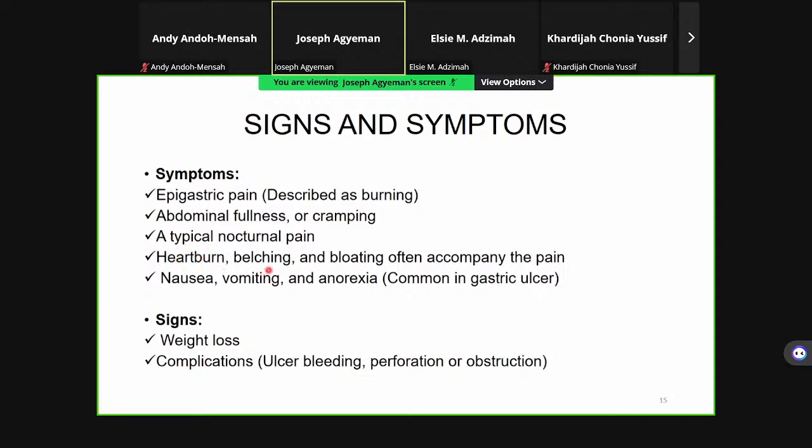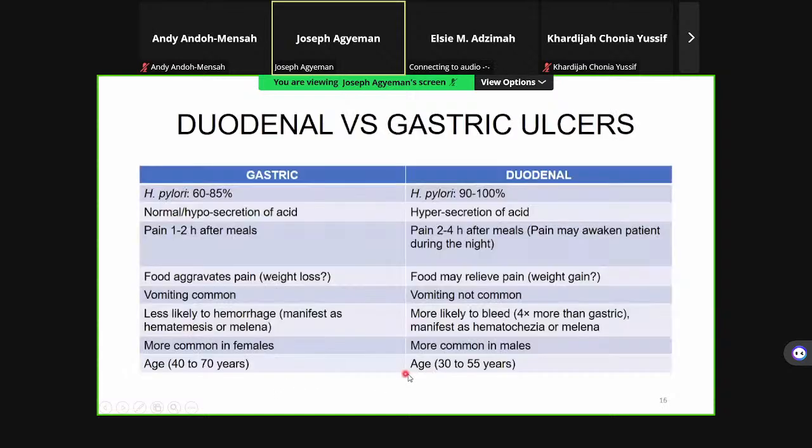You belch a lot. Every now and then you are belching because you are bloated. And this may come with pain. Nausea, vomiting, and anorexia may be there. You feel nausea, you are not feeling fine, you won't get appetite to eat. Then, of course, you lose weight, and the complications that we mentioned may also set in. The bleeding, the perforation, and obstructions.